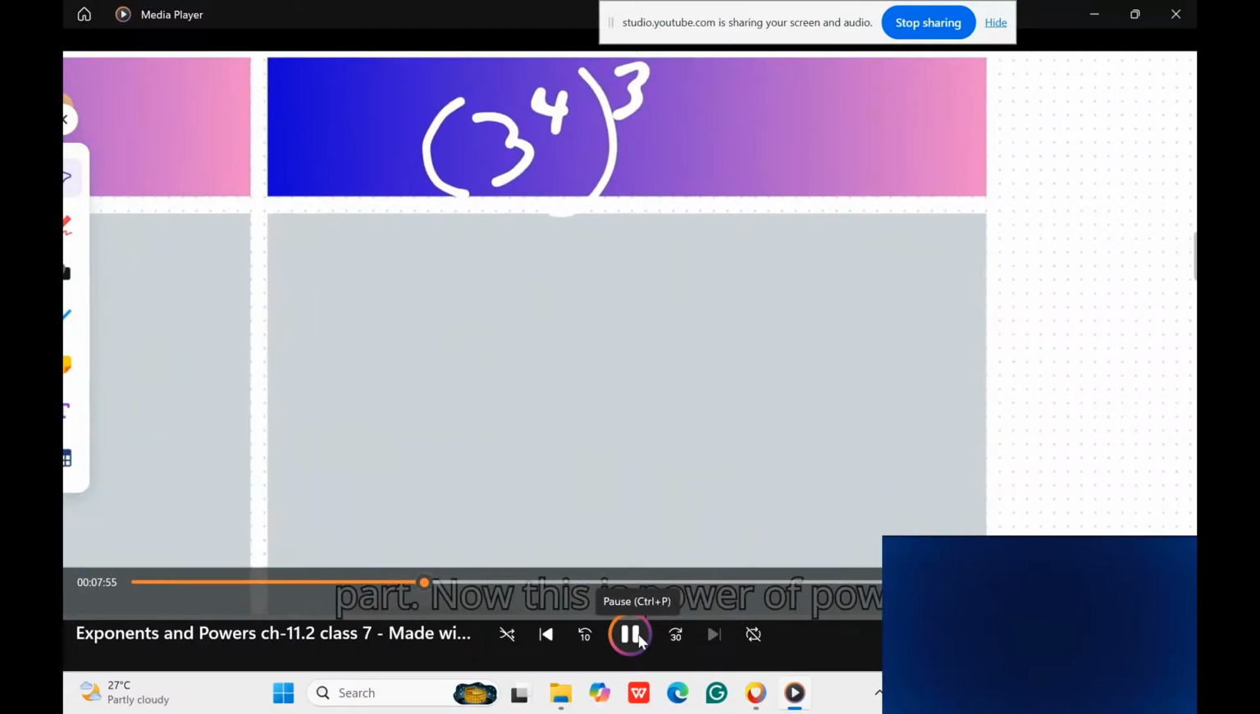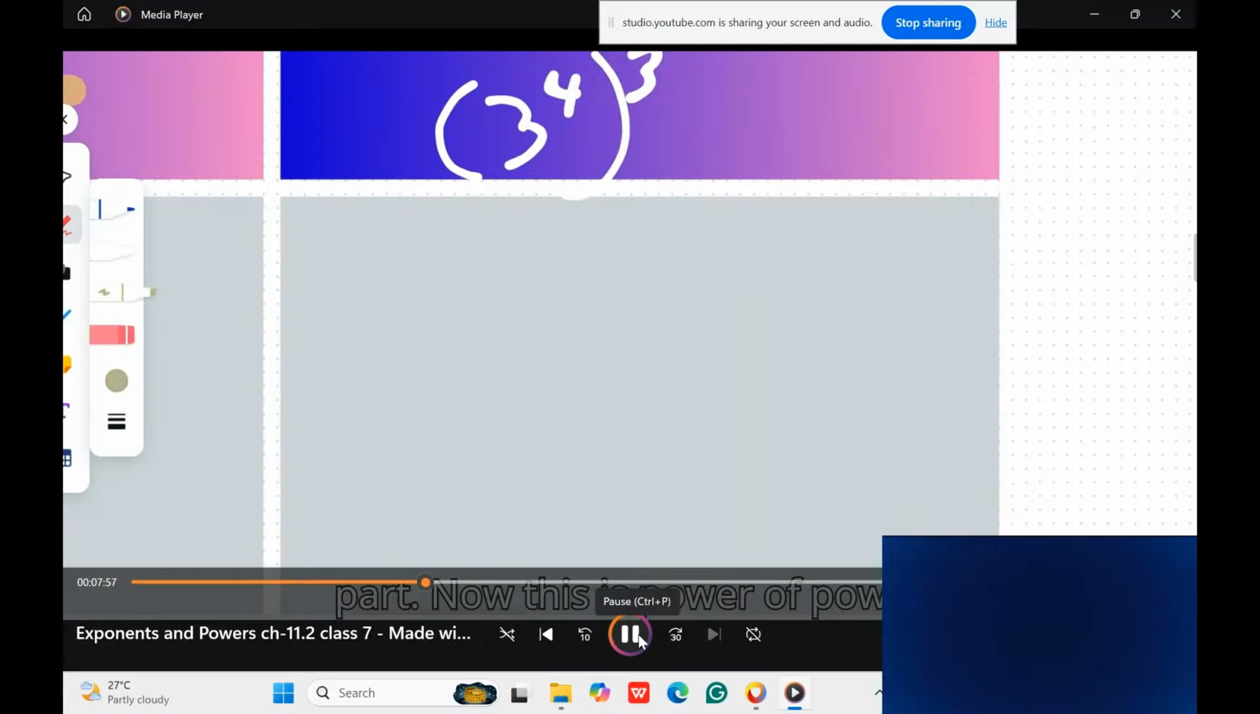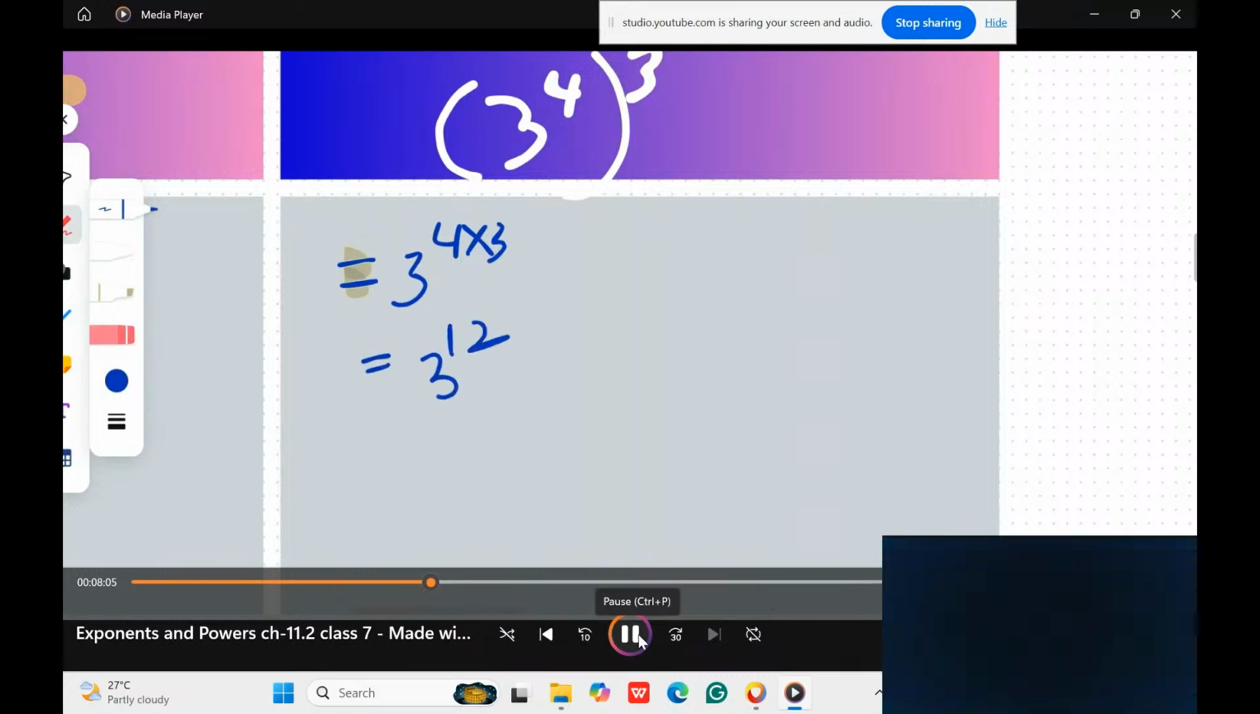Next part. Now this is power of power rule. So you know what happens in such a case? You will just multiply the powers. Easy? Let's move to the next question.